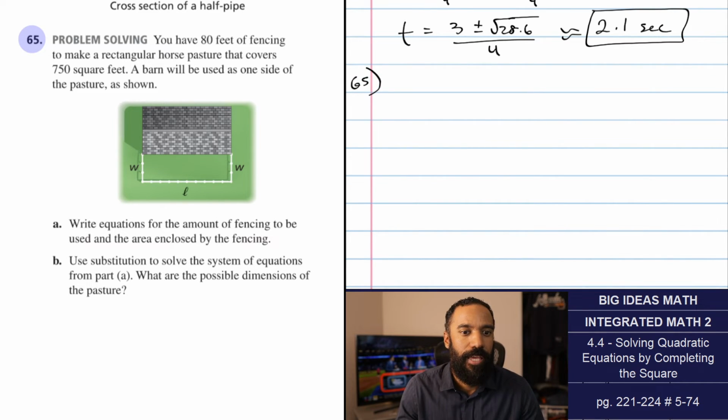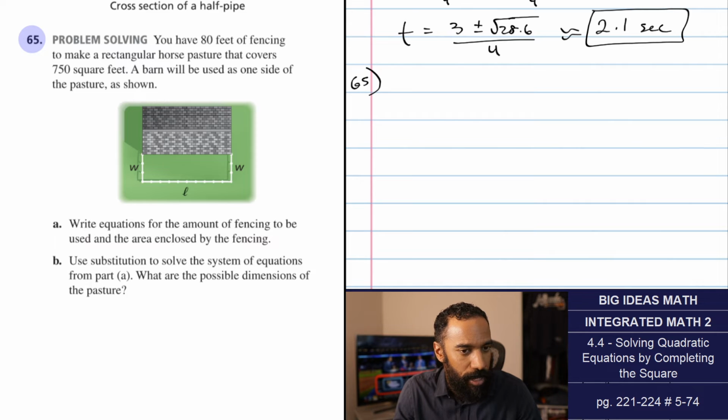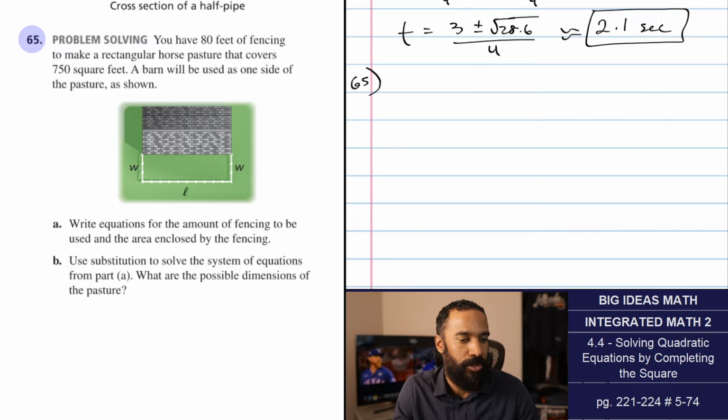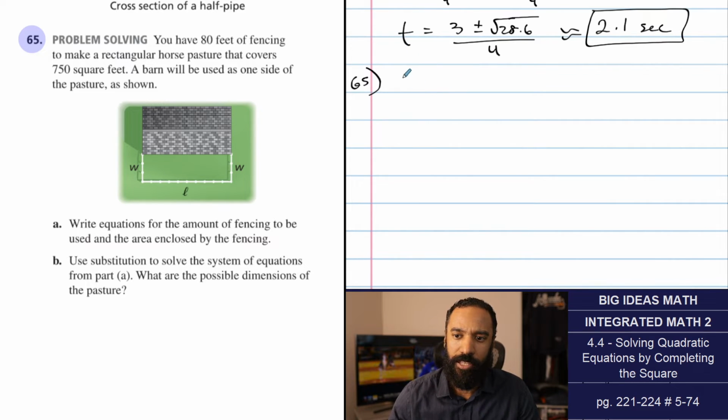You have 80 feet of fencing to make a rectangular horse pasture that covers 750 square feet. A barn will be used as one side of the pasture as shown. Write equations for the amount of fencing to be used and the area enclosed by the fencing. 80 feet of fencing to make a rectangular horse pasture. So when we take 2 W's plus a length, we're having 80 feet.